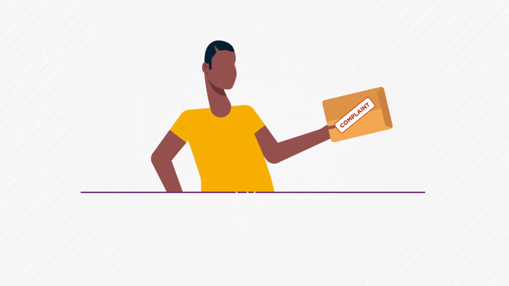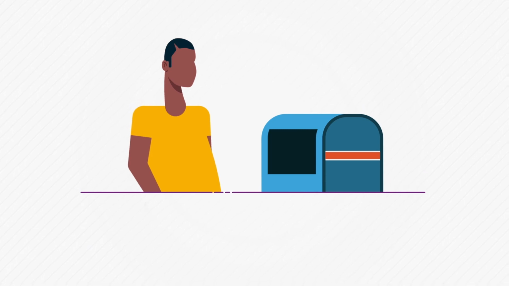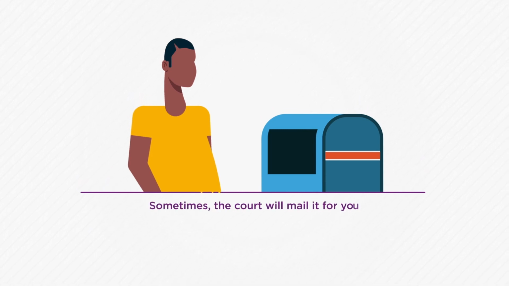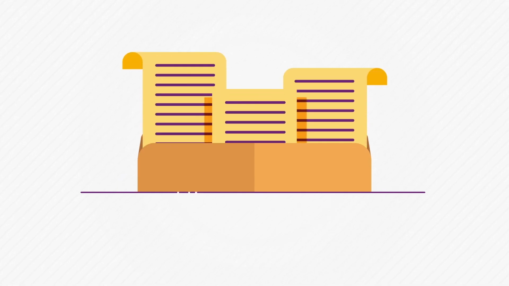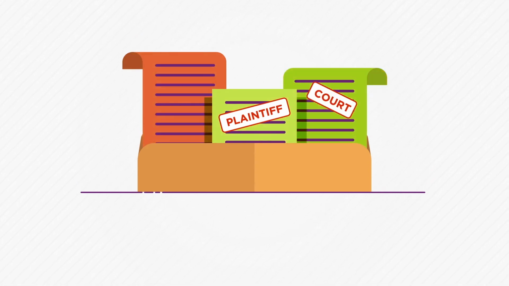The simplest and cheapest way is to mail the defendant a copy of your complaint. Sometimes, the court will mail it for you. Each type of case has forms that you need to attach to the complaint. Ask the court clerk who is responsible for mailing, and which forms you need to attach.